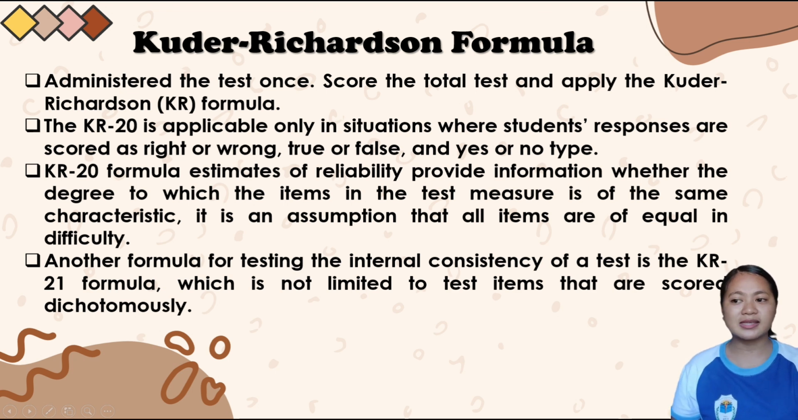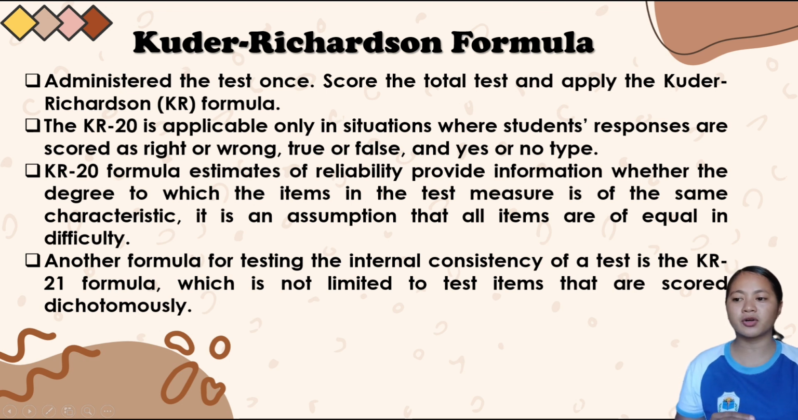The KR-20 is applicable only in situations where students' responses are scored as right or wrong, true or false, and yes or no type. The KR-20 formula estimates of reliability provide information whether the degree to which the items in the test measure is of the same characteristic. It is an assumption that all items are of equal difficulty.